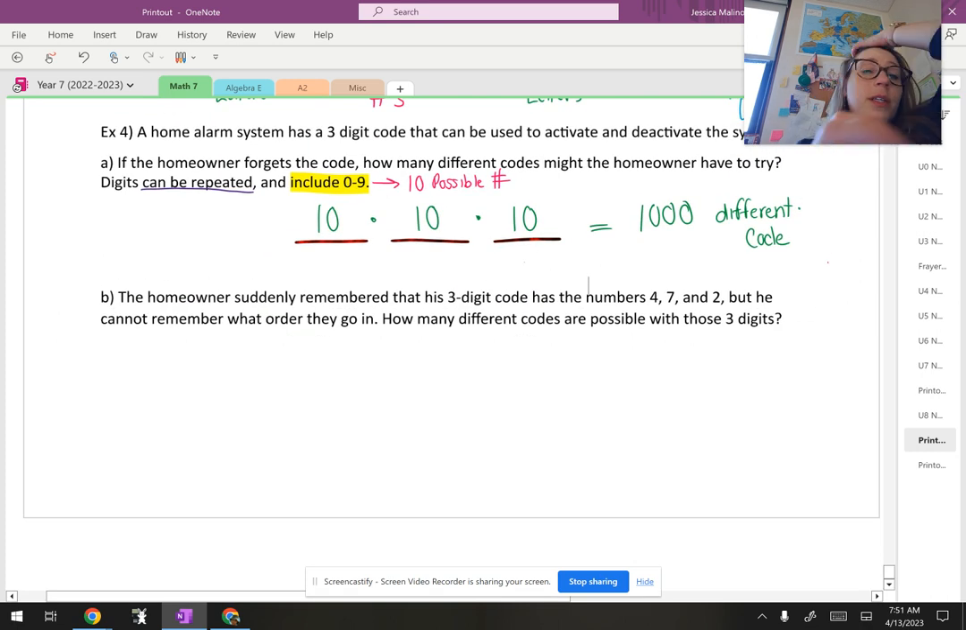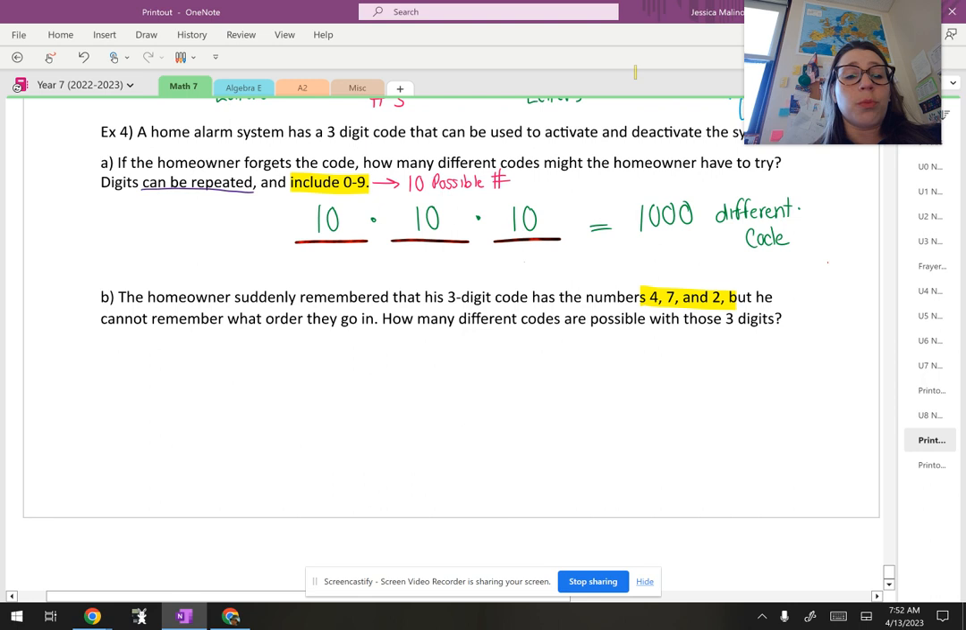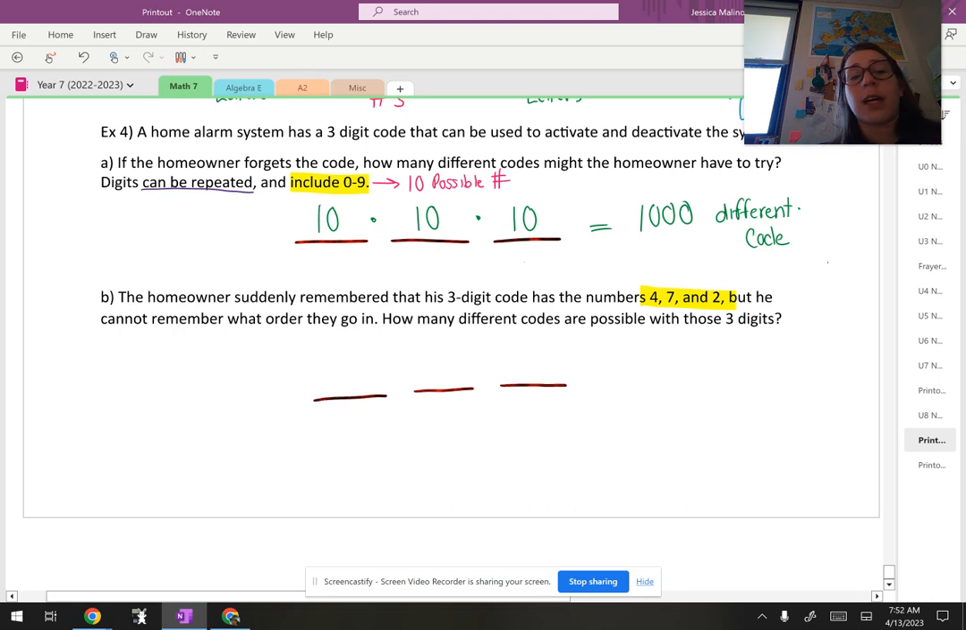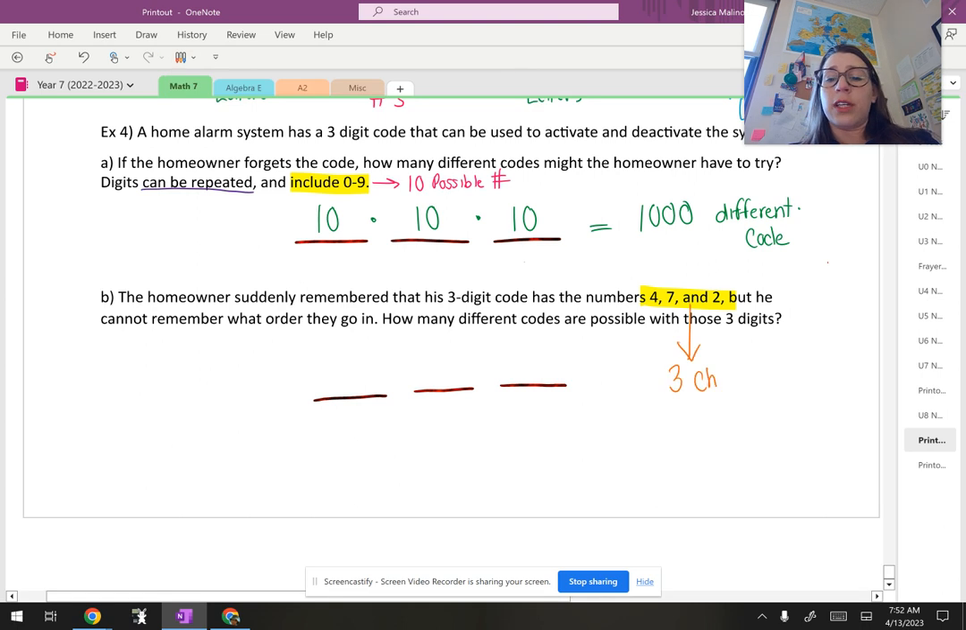All right, finally, part B here. The homeowner suddenly remembers that his 3-digit code has the numbers 4, 7, and 2, but he doesn't remember what order they go in. So how many different codes are possible with those 3 digits? So this one is definitely not too bad. You could figure this out by hand and just reordering and reorganizing those 3 different numbers. But if we use our fundamental counting principle that we've been working with, how many possible choices? Right there, we know that there are 3 choices for digits. He just doesn't know what order they go in.